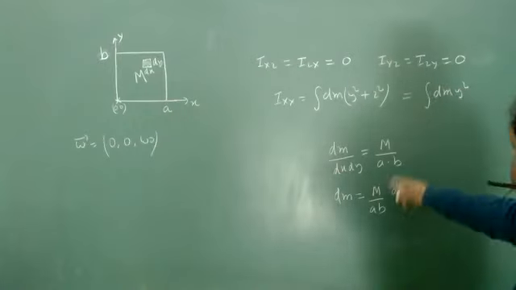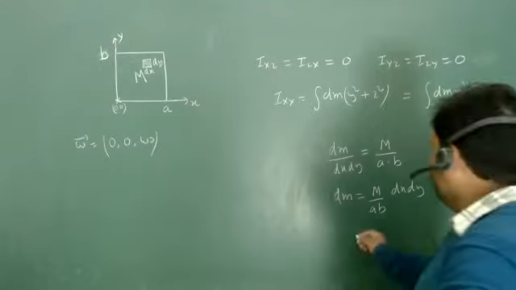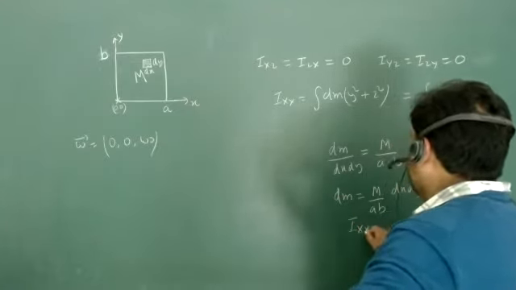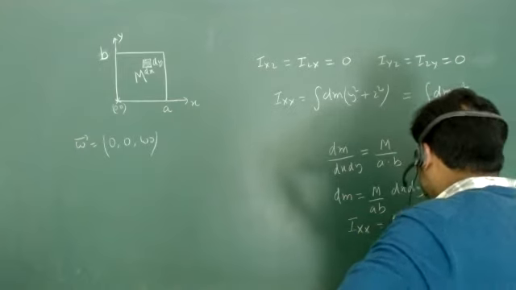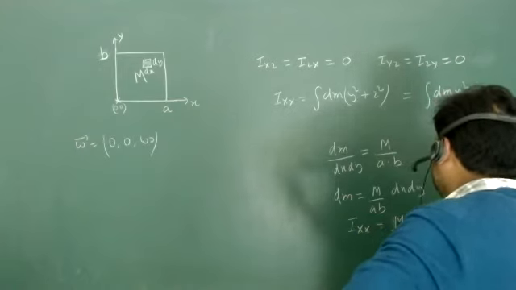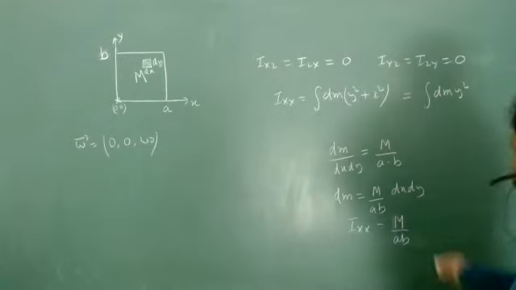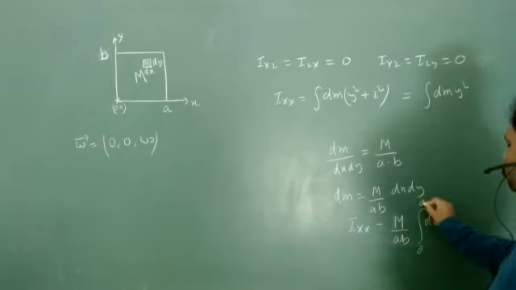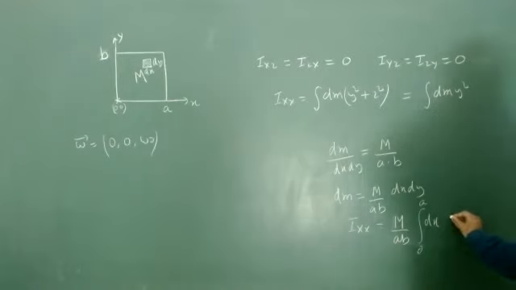So now you can see this is nothing but a double integral, and if it is a double integral, then I can go for Ixx is equal to, let's take m upon ab, integration dx from 0 to a, and what about dy?